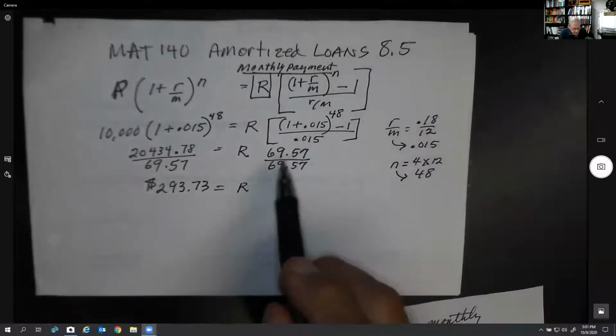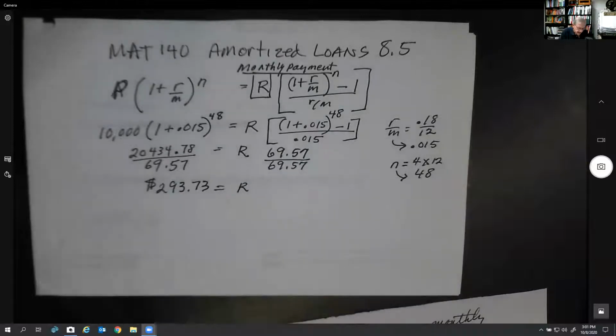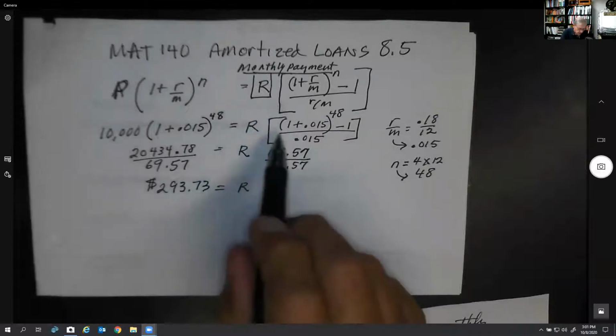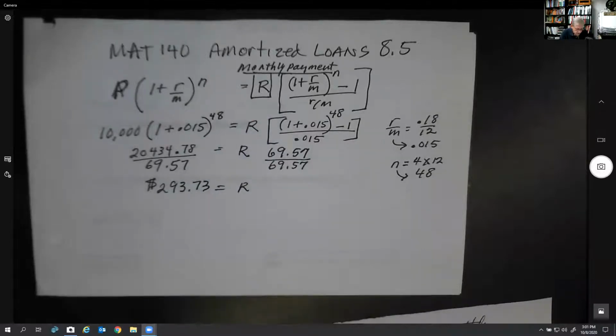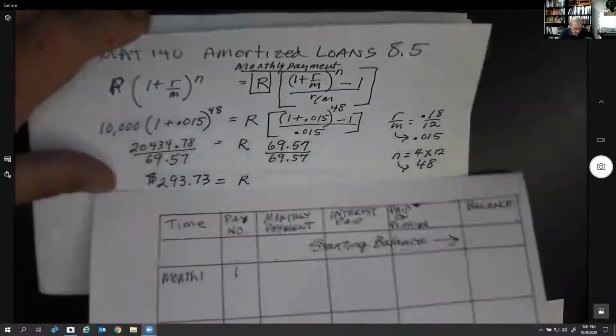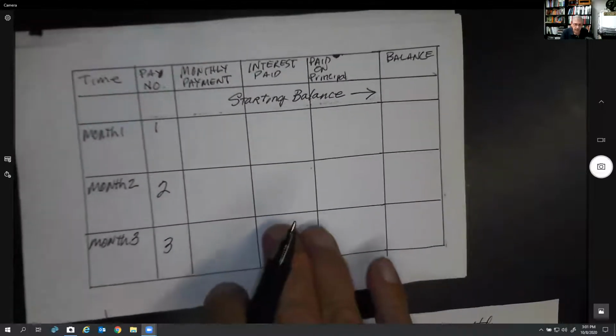And if we carried out more places, obviously it would come out more exact. But this is pretty good just to the nearest penny. It should work. So that's the first part of our thing. We're going to do an amortization of this loan. So let me show you how to amortize this loan. I'm going to make this table.